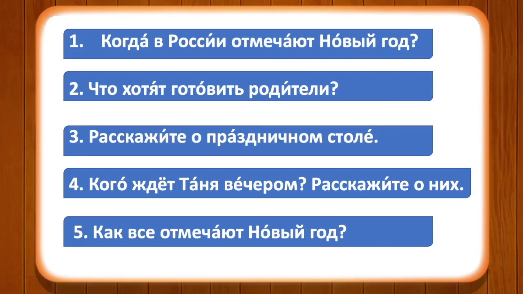Alright, after understanding the text with the help of English translation, let's pay attention to the questions of the text. Когда в России отмечают Новый год? When is New Year celebrated in Russia? Second one. Что хотят готовить родители? What do the parents want to prepare? Third one. Расскажите о праздничном столе. Narrate about the festive table. The fourth one. Кого ждет Таня вечером? For whom is Tanya waiting in the evening? Расскажите о них. Tell about them. The fifth one. Как все отмечают Новый год? How does everybody celebrate the New Year? So these are the basic five questions based on the text. Since you have already understood the text with the help of English translation, try to answer them.